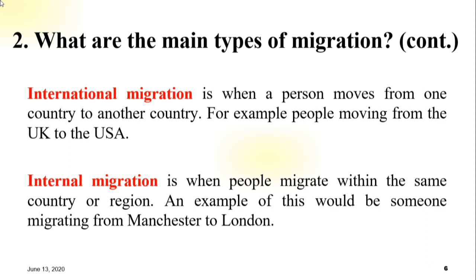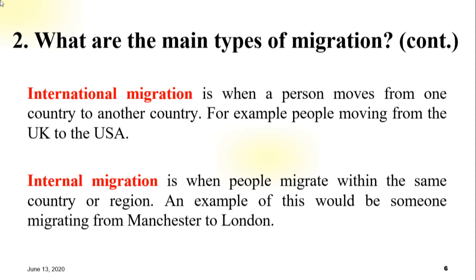Now we talk about international migration. International migration is when a person moves from one country to another country. Like the example I raised in the previous slide, I said Cambodians migrate from Cambodia to another country, like from Cambodia to Korea, from Cambodia to Japan, from Cambodia to China, etc. For example, in here, people moving from UK to the USA.